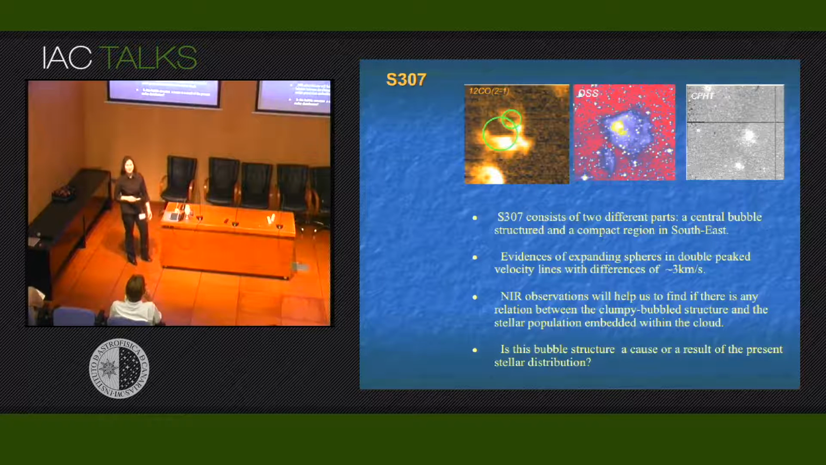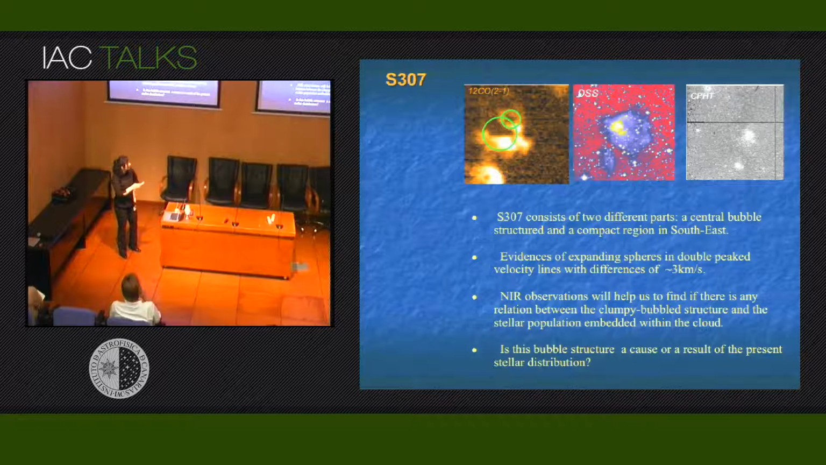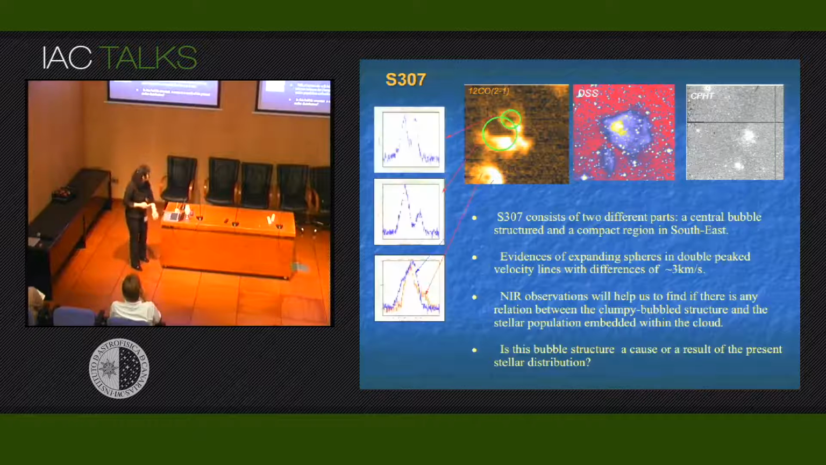And another interesting part is the second part of the cloud, which is far from the massive star, and probably it's not been affected much by that massive star. And you see here, we don't see any signature of expansion, just a little red shifting and blue shifting on two sides of the cloud. So probably this part of the cloud is rotating separately for itself. But it's not been affected much by the H2 region here.